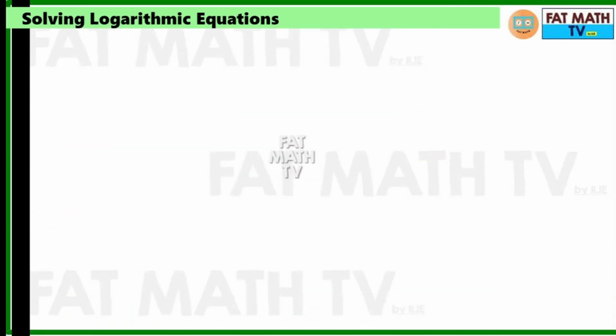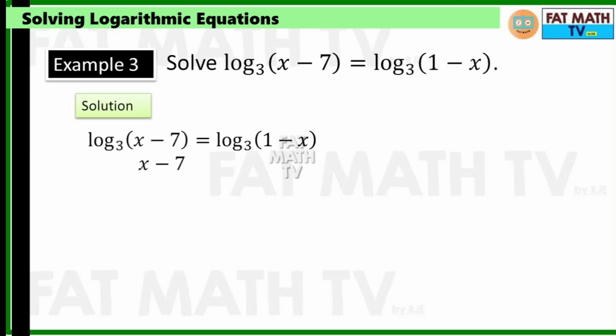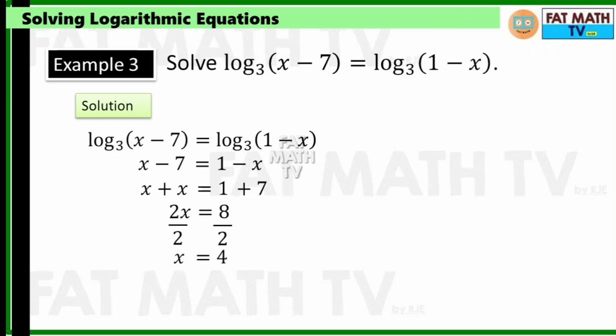Example number 3. Solve logarithm of x minus 7 to the base 3 equals logarithm of 1 minus x to the base 3. Similar process. So you will have x minus 7 equals 1 minus x. You will have x plus x equals 1 plus 7. 2x equals 8. Divide both sides by 2. x equals 4. If we substitute 4 to the given, then we will have logarithm of 4 minus 7.